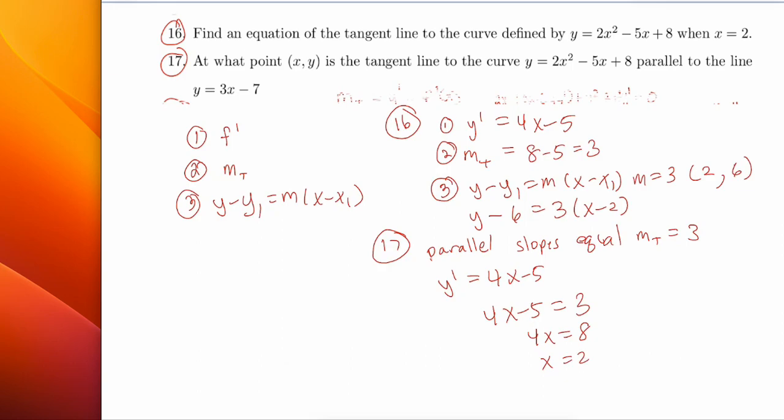Now it says at what point? Well, they just so happened to give us that 2, 6 again. So 16 and 17 actually kind of end up with similar answers. They're completely related. Okay, makes sense for that.